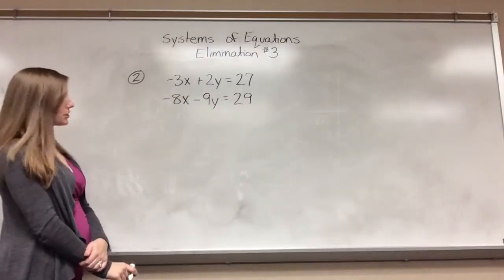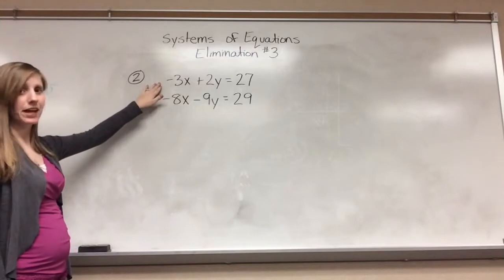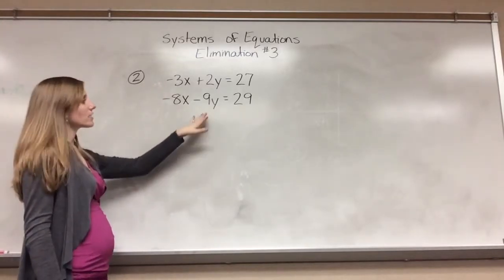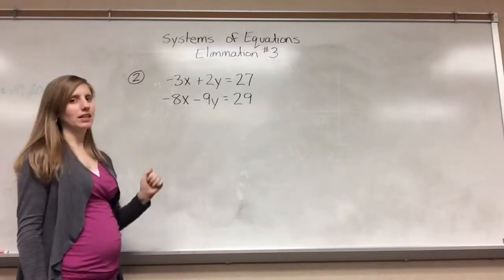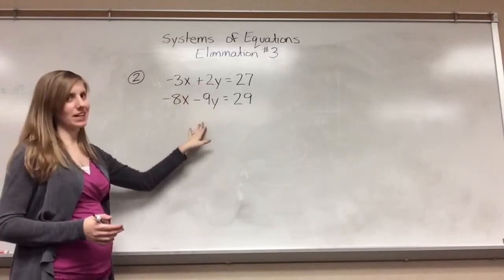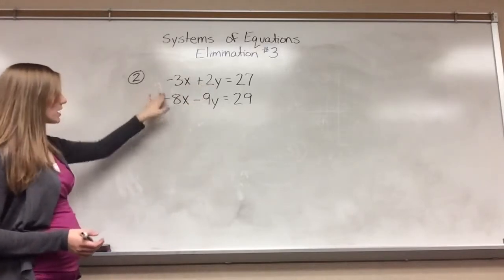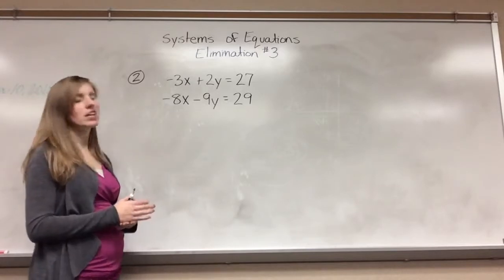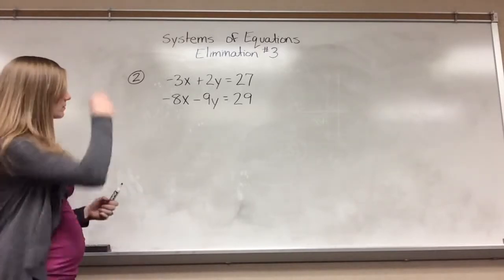For problem number 2, our equations are negative 3x plus 2y equals 27 and negative 8x minus 9y equals 29. So again, just looking at these, nothing's going to cancel. All right, neither one has numbers that are the same, so I know I have to multiply both equations, just like we did for problem number 1.